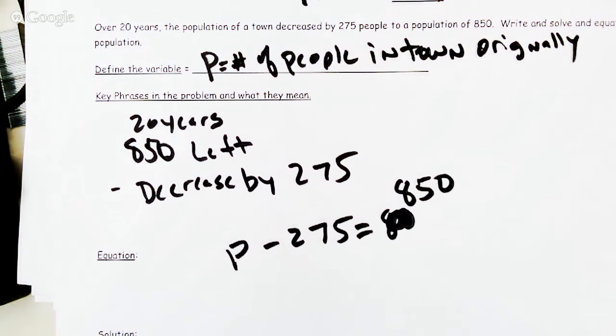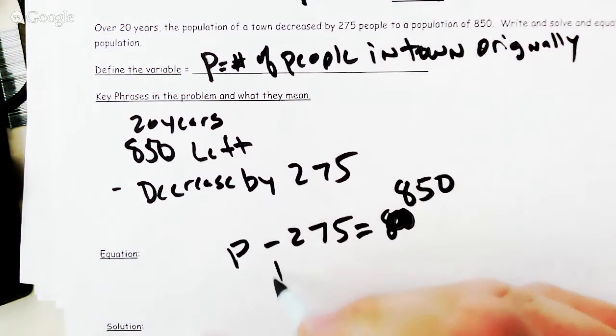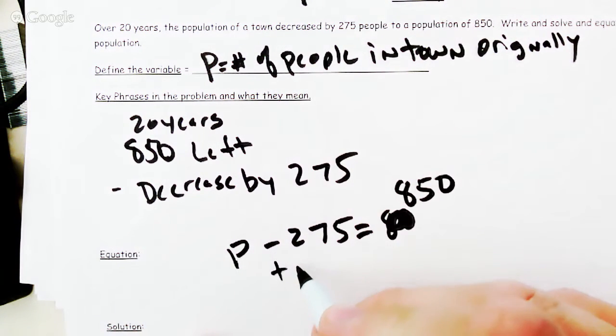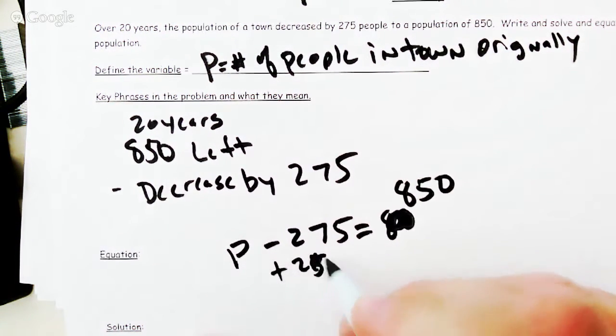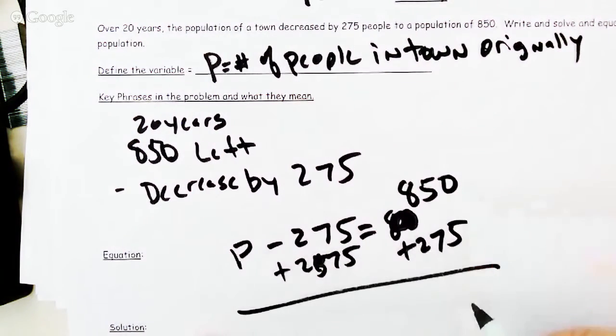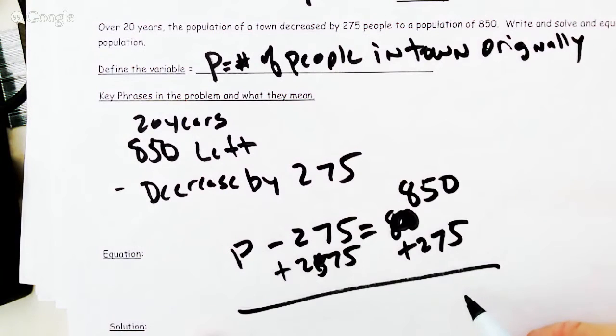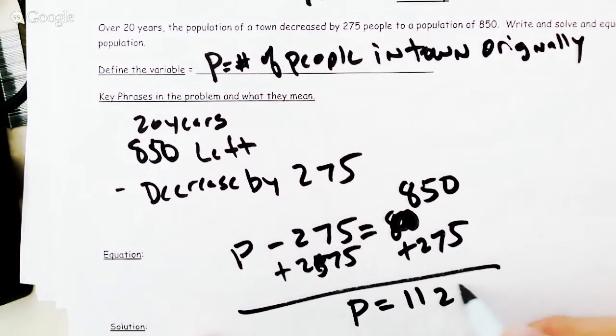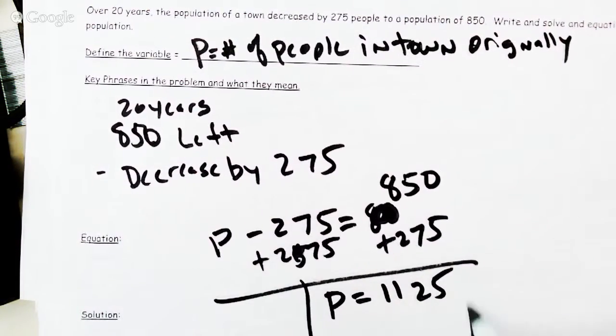Okay, what should we do? Add 275. What's 850 plus 275? Anybody? Devin? 1125. Okay. I put a box around it because I'm all excited.